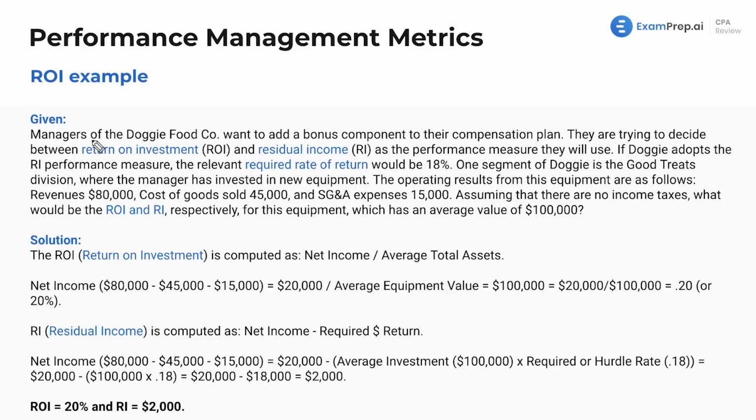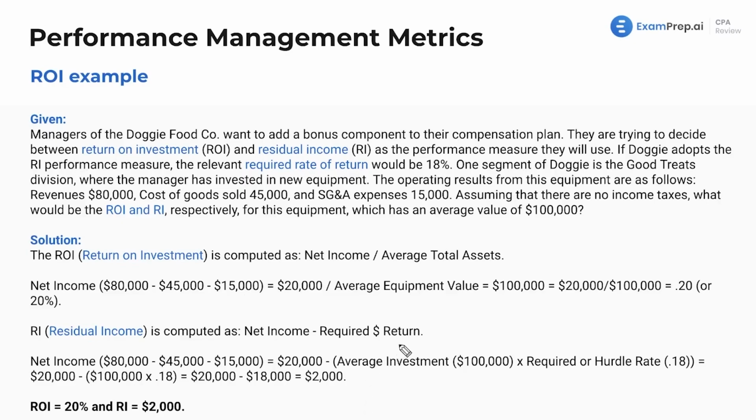Net income. Managers of Doggy Food Co. want to add a bonus component to their compensation plan. They're trying to decide between ROI and residual income as the performance measure they will use. If Doggy adopts the ROI, so just a recap on residual income for those who do not remember. Residual income is essentially just money left after you've broken even.